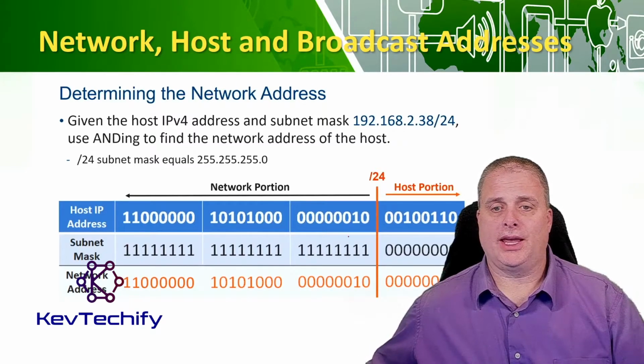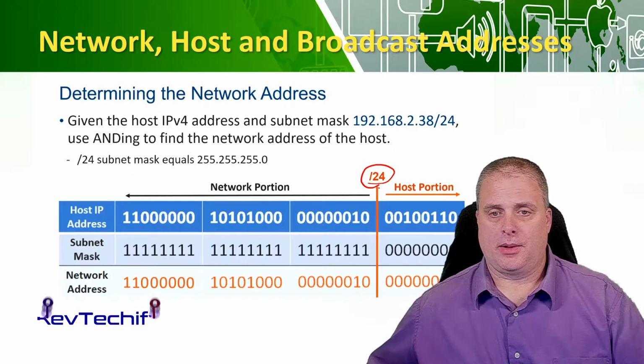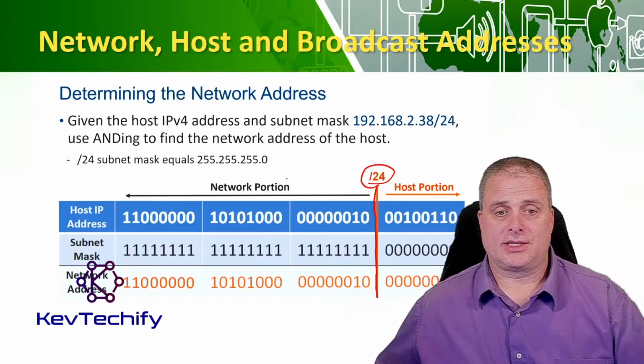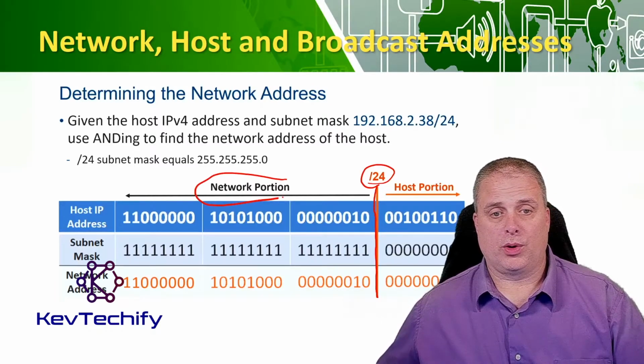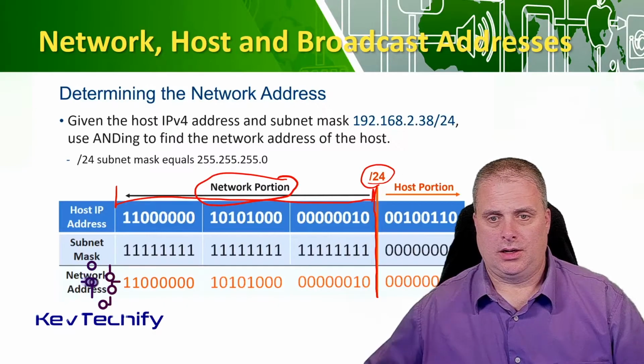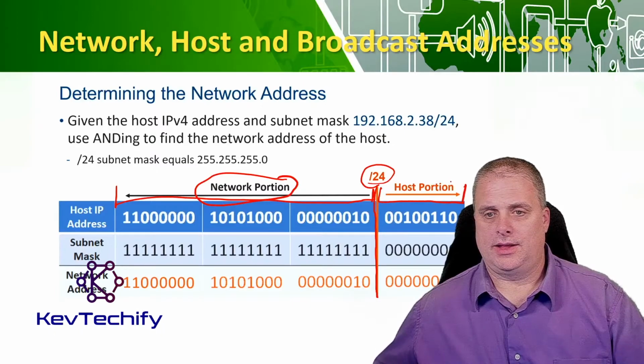Because we are using a /24 subnet mask, that puts our line in our 32 bits here, so the first 3 octets represent the network portion. That's these 3 octets right in here. And the last octet right here represents the host portion.